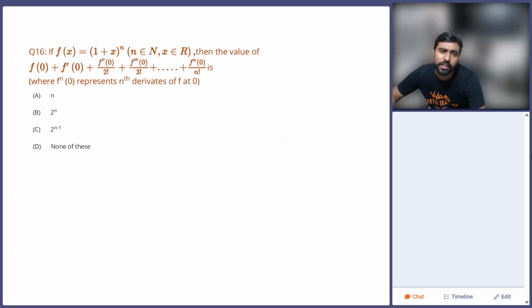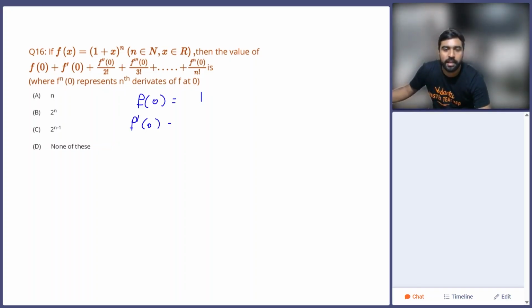You have f of x is a function, (1 plus x) power n. Find f of 0 plus f dash of 0, f double dash of 0 divided by their corresponding factorial. You have to find this value over here. Okay? First of all, what will be f of 0 equal to? f of 0 will be simply 1. What will f dash of 0 be equal to? Derivative is n into (1 plus x) power n minus 1. So that will give you simply n.